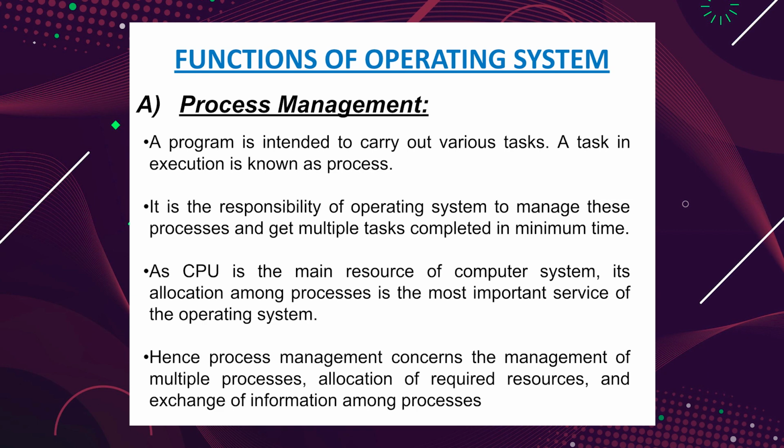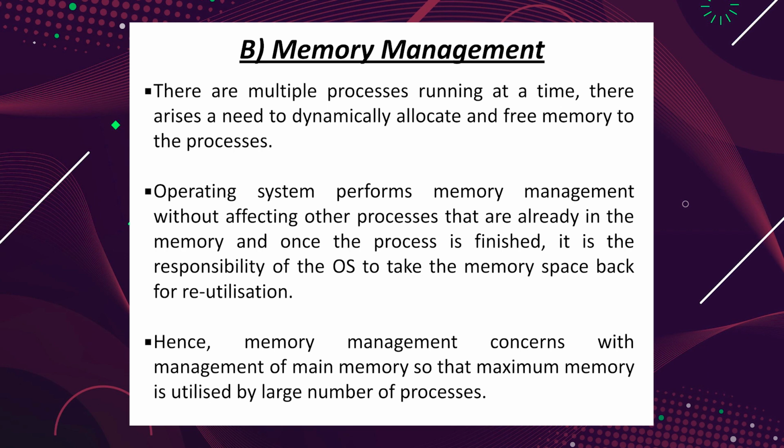It is the responsibility of the operating system to manage these processes and get multiple tasks completed in minimum time. As the CPU is the main resource of a computer system, its allocation among processes is the most important service of the operating system. Hence, process management concerns the management of multiple processes, allocation of required resources and exchange of information among processes. Second is memory management.